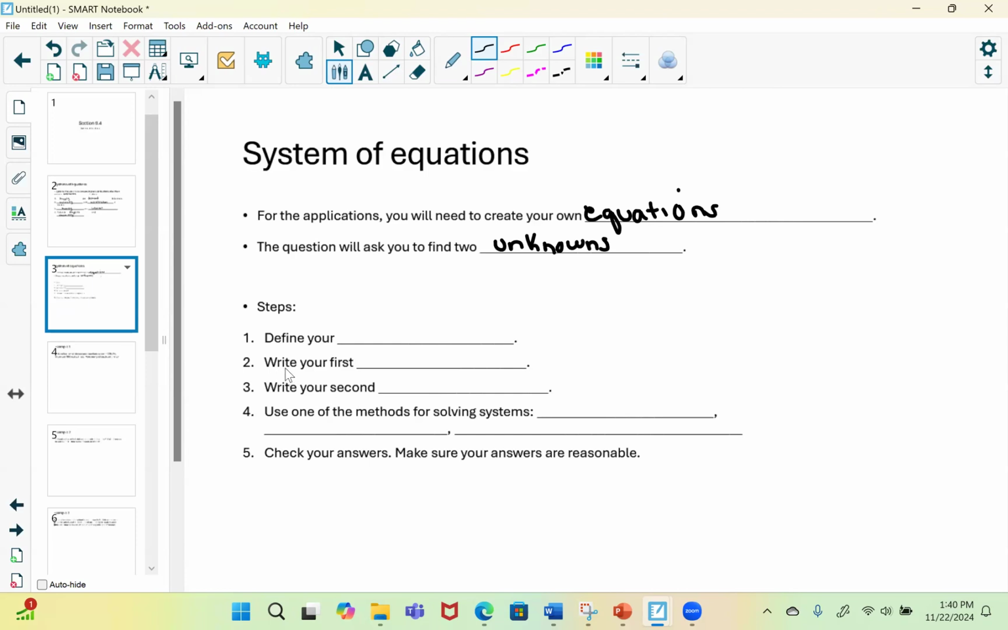So the first thing, and this is very important and students hate to do this step, but you need to first define your variables. You need to tell me what each variable stands for. Then you're going to write your first equation, which will have two variables in it. Write your second equation, which will have the same two variables in it. And then we'll solve the system of equations using either graphing, substitution, or elimination.